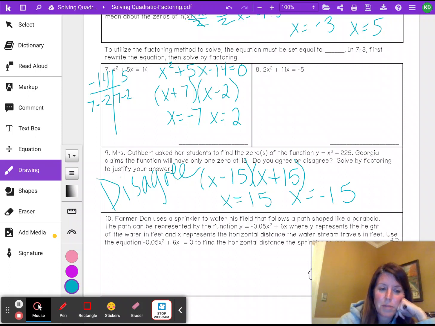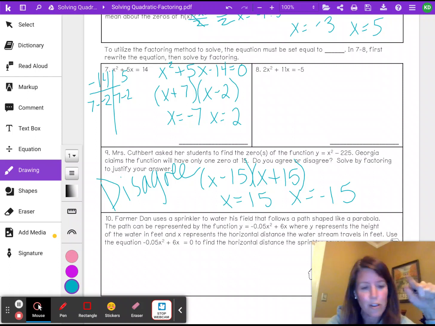So I read this to my husband earlier, and he was like, "Are you kidding me? 8th graders are supposed to do that problem?" I was like, "Yes, my smarty pants, 8th graders can do this."